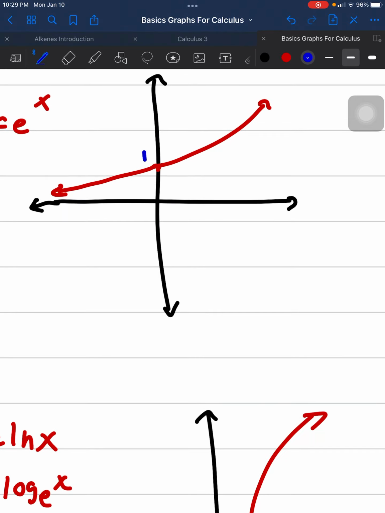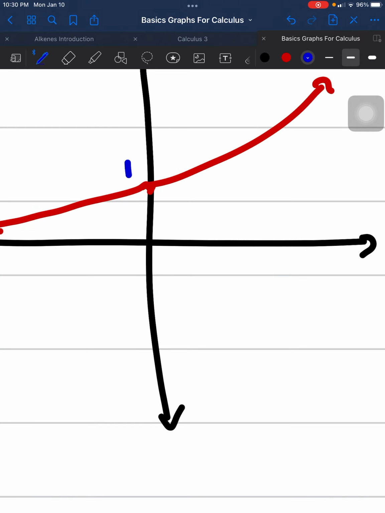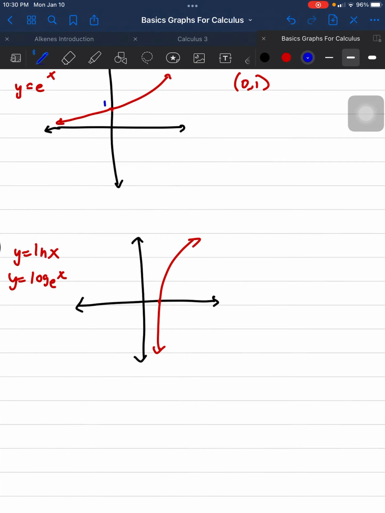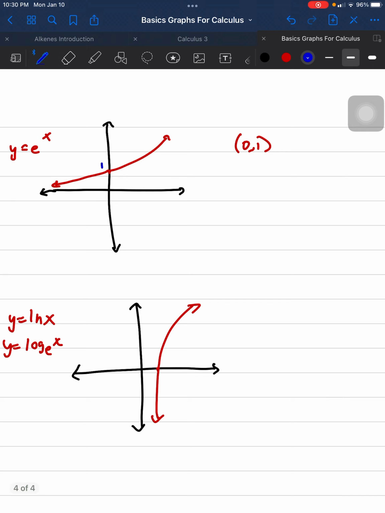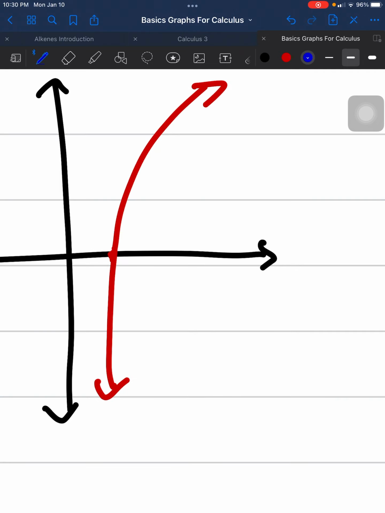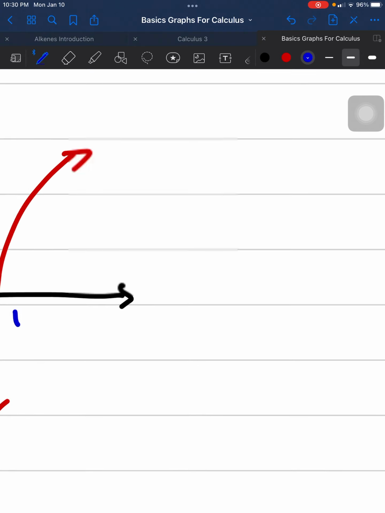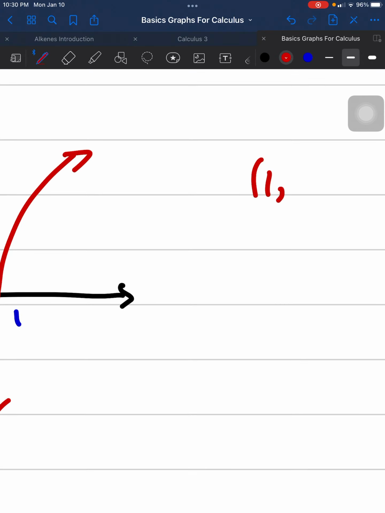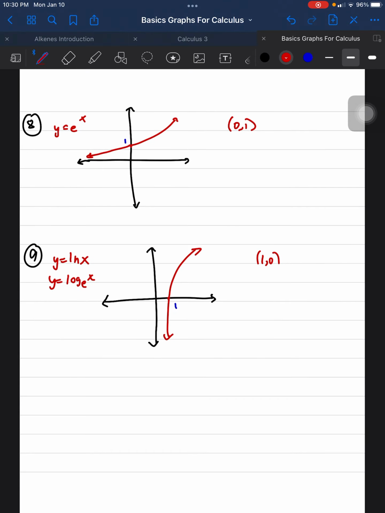So I forgot to put the 1 right here. This is the key point right here, 0, 1. And since ln of x is the inverse of e to the x, the values for the key point will just flip. And that's what's happened here. So the key point right here is 1, 0 for ln of x.